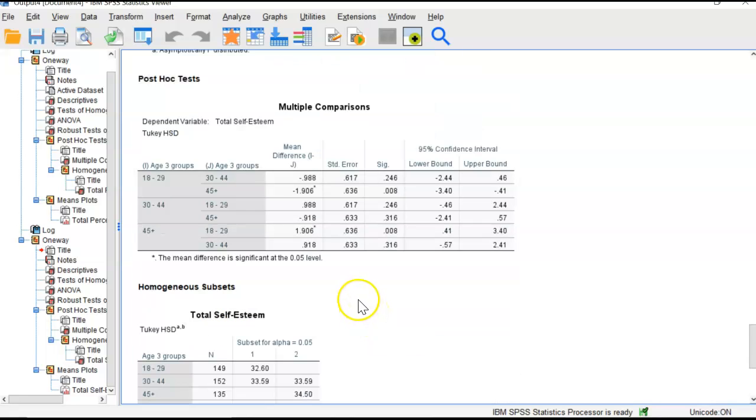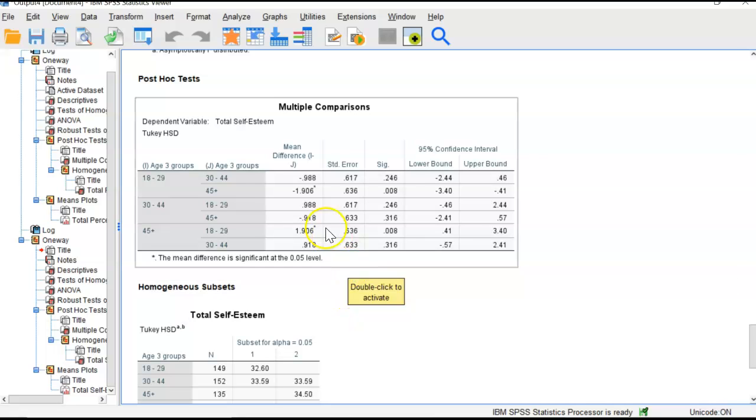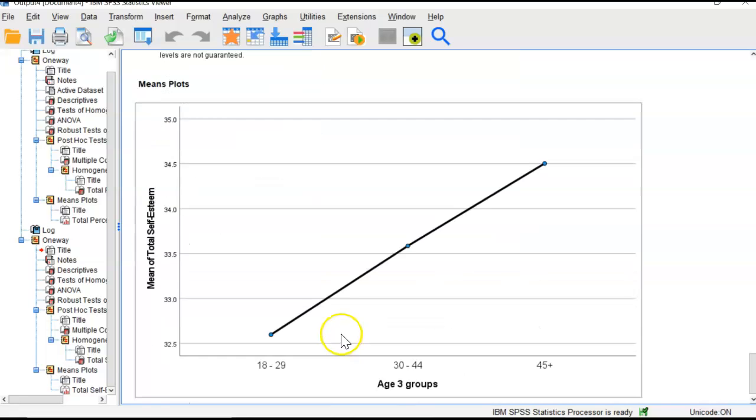Then I want to ask the question, where are the paired differences? So I take the youngest group and I look at my significance test values, and what I can see is that the only significant difference is between the youngest group and the oldest group. And what that means is that the oldest group has significantly higher mean self-esteem than the youngest group of participants. Now you can see this visually when you graph it out.